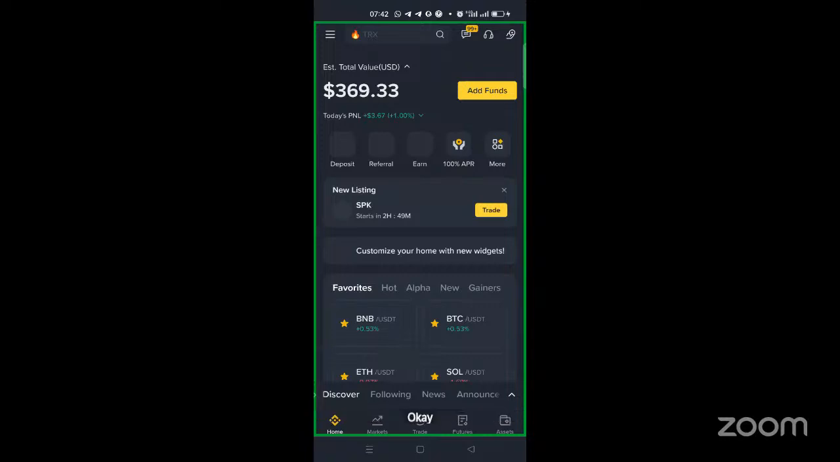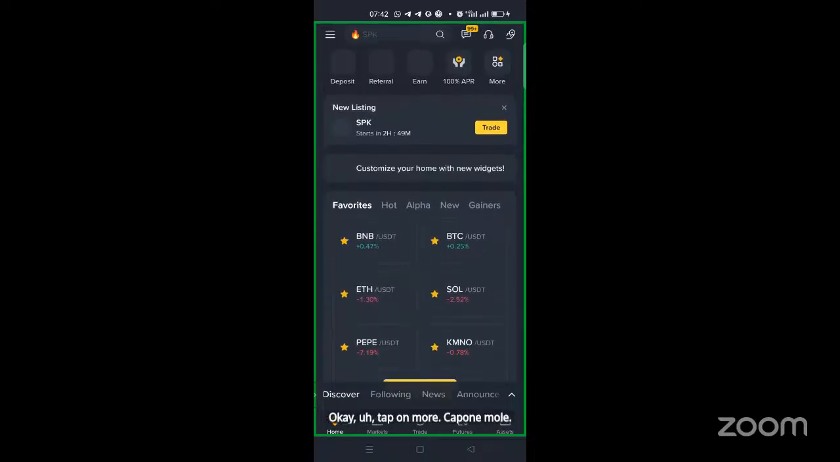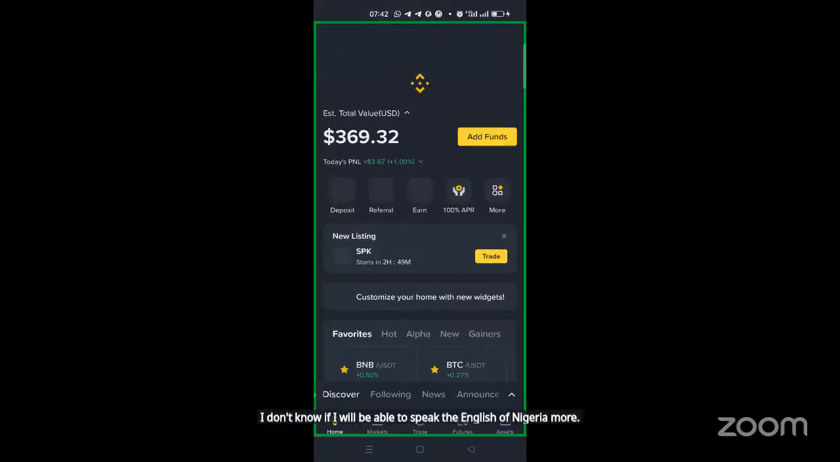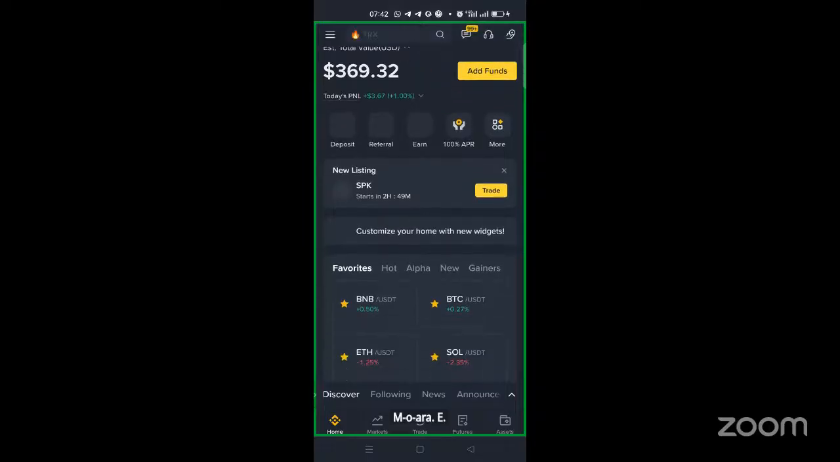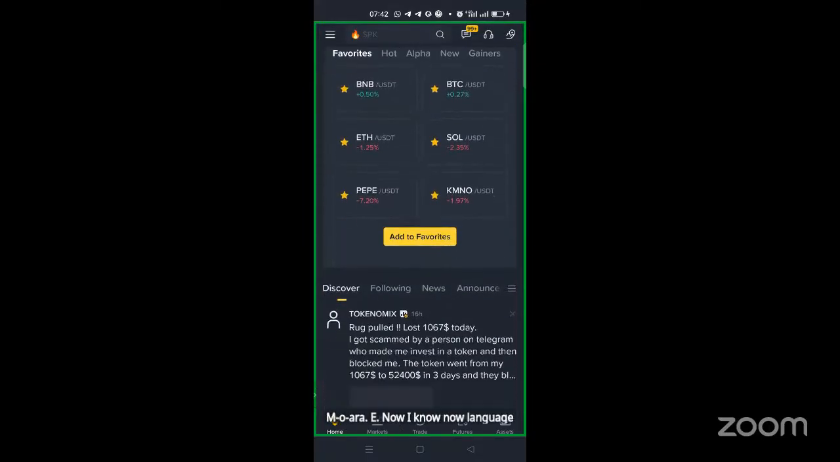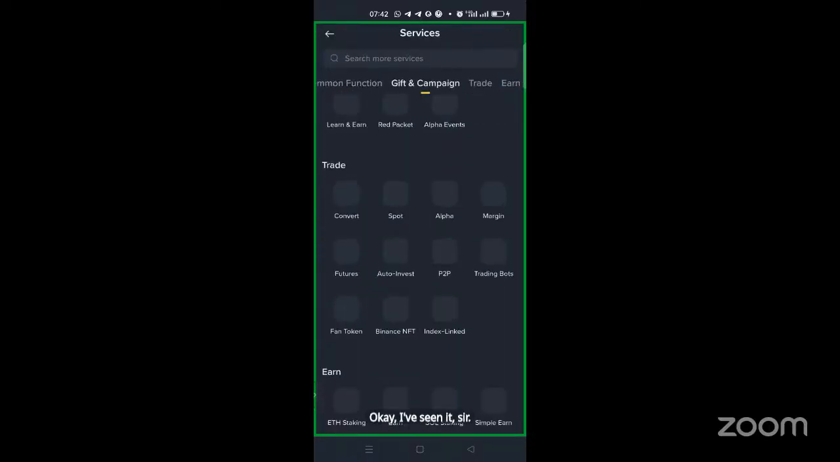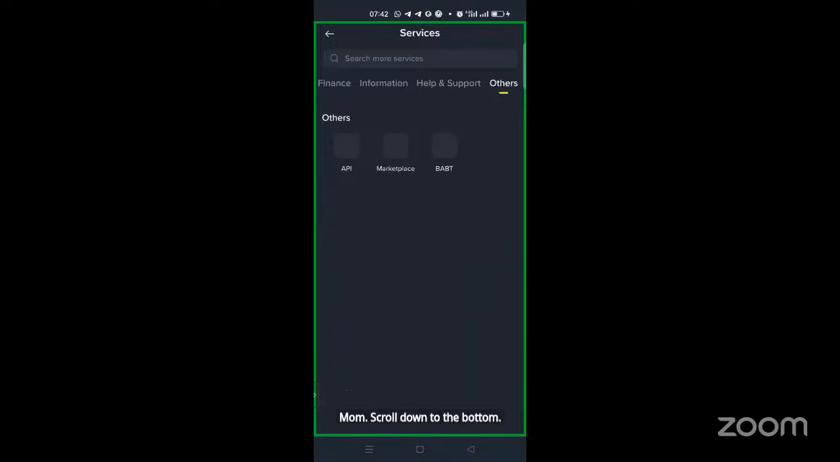Tap on more. M-O-R-E. More. I don't know if I will be able to speak the English of Nigeria. English is very different, Nigerian and Ugandan. Okay, I've seen it, sir. Scroll down to the bottom. Tap on API. Here we need to be a little bit keen. Once it opens up, scroll very fast, because it puts your account at risk.